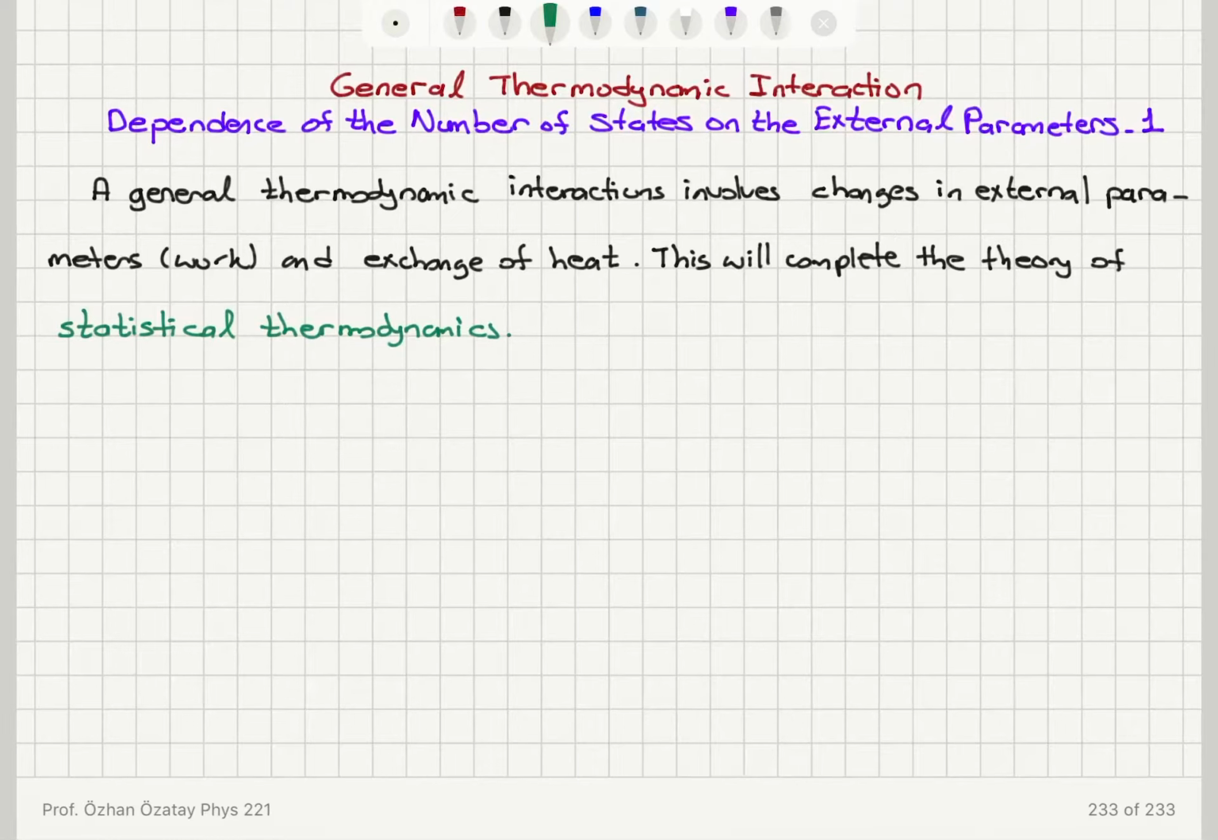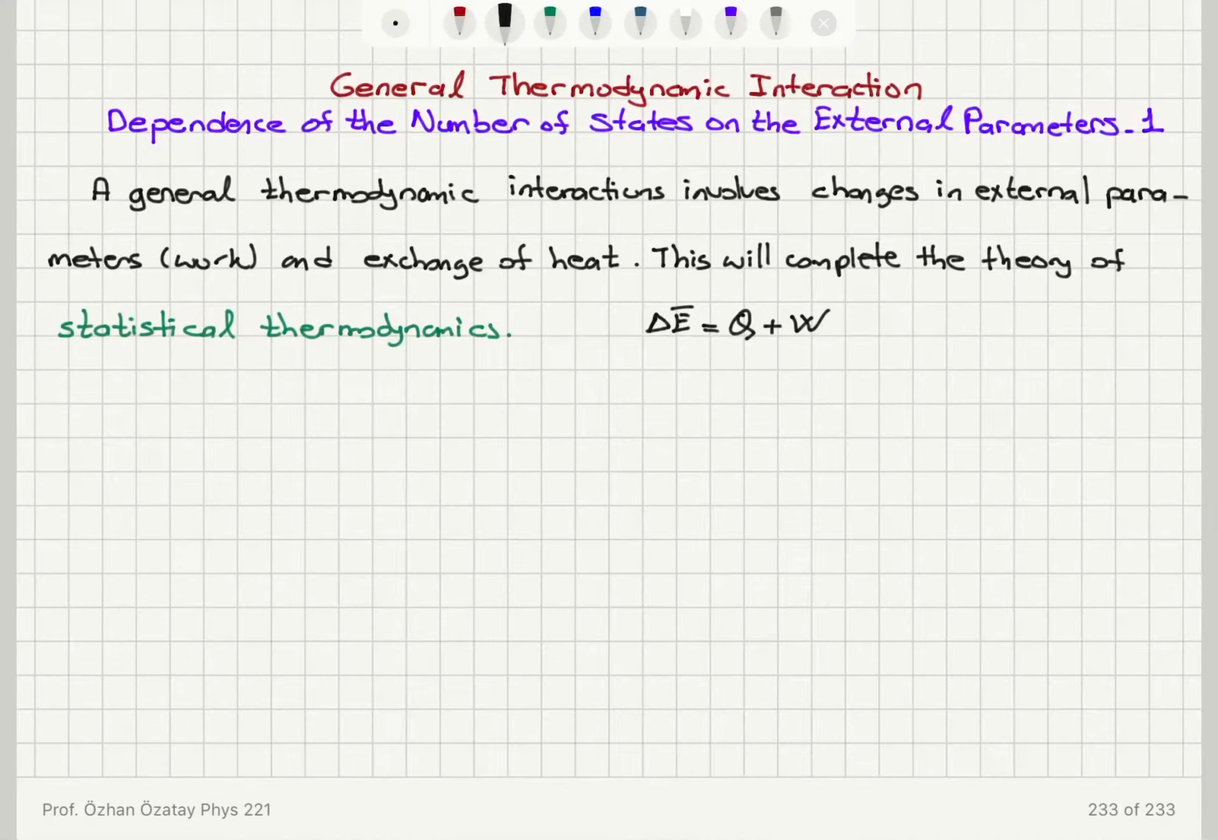So the first law of thermodynamics, remember, tells us the change in the mean energy of the system is due to heat added to the system and work done on the system. So it's Q plus W. So in the case of general thermodynamic interaction, we have both of them playing a role.